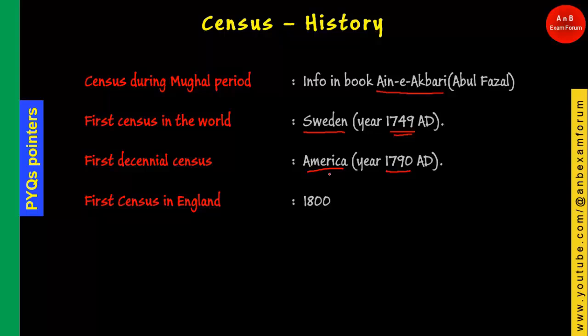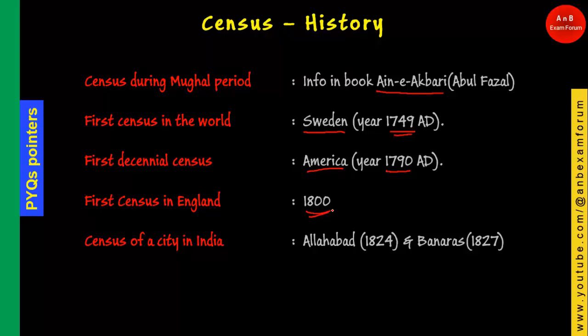The next question they can ask you: the first census in England in which year? That is very important. It is 1800. During 1800, the first census in England was conducted. Since during that period our country India was under England, they also conducted census of a city in India. What are those two cities? The first one is Allahabad and the second one is Banaras. Allahabad census was carried out in 1824 and Banaras in 1827.